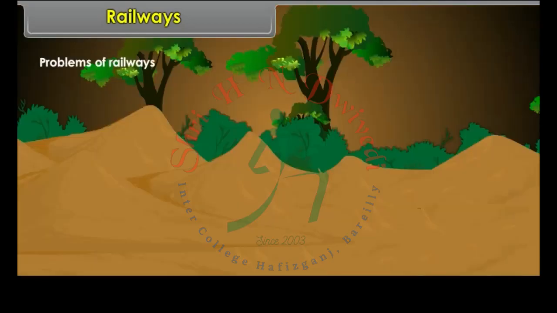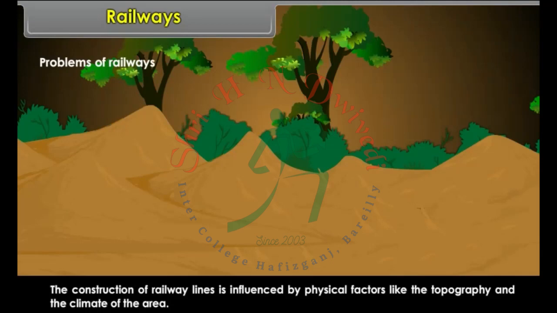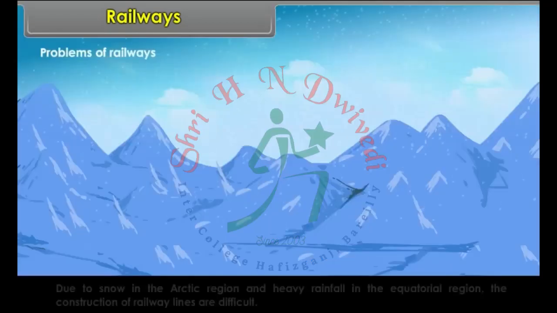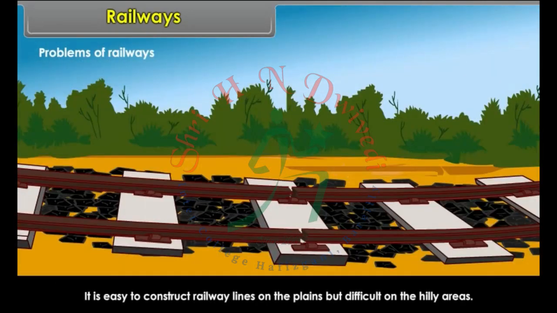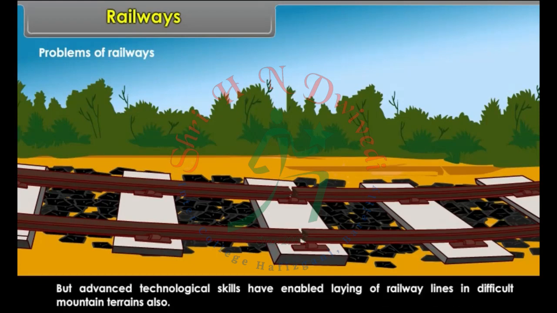Problems of railways. The construction of railway lines is influenced by physical factors like the topography and the climate of the area. Due to snow in the Arctic region and heavy rainfall in the equatorial region, the construction of railway lines is difficult. It is easy to construct railway lines on the plains, but difficult on the hilly areas. But advanced technological skills have enabled laying of railway lines in difficult mountain terrains also.